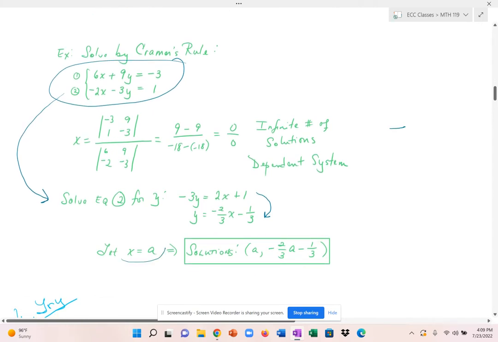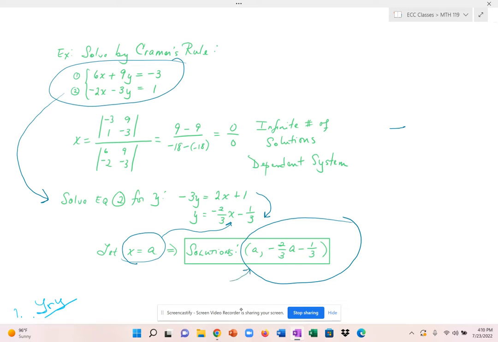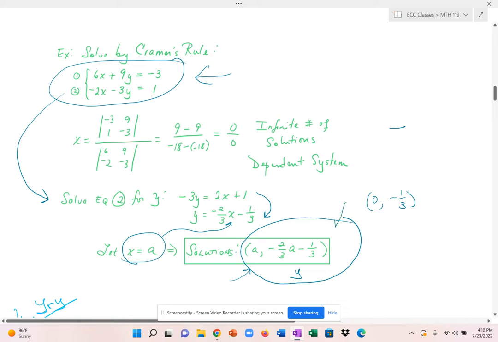So if I let x equal a, and I plug in the a right in here, my solutions are the points a, negative 2/3 a minus 1/3, which means a can be anything. You can pick any number you want for a, and you'll be able to figure out the y by plugging it in here. And so if I let a equal 0, then my y will be negative a third. This is one solution on this system, but there are infinitely many of them. So this is the general way to express that.